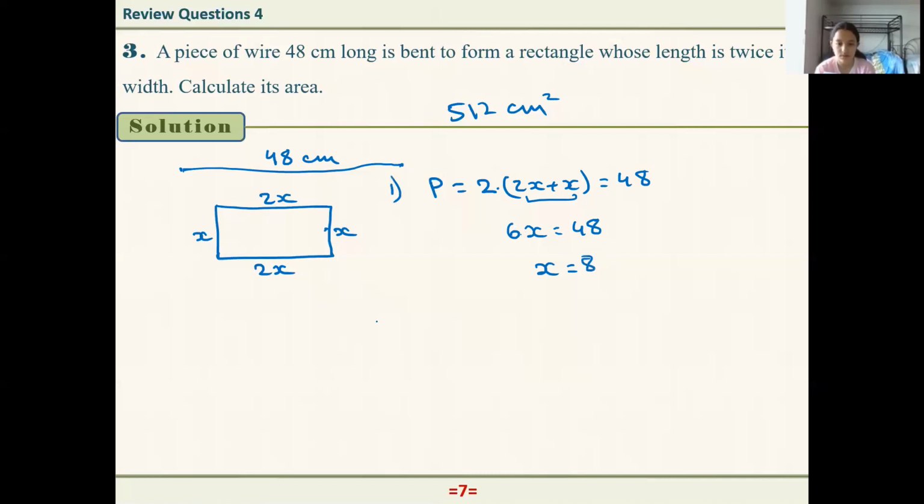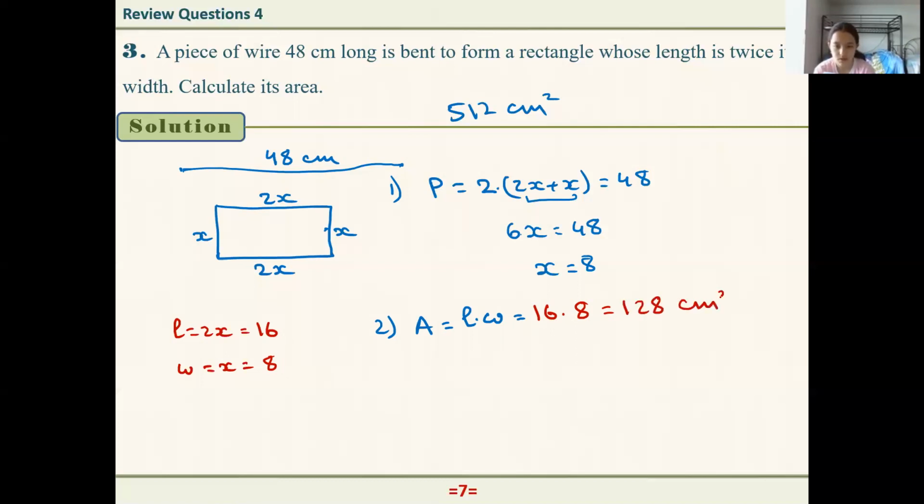Good. So now we need to find the area, right? What is area? Length times width. And what is the length? Since x is 8, the length is equal to 2x, that's equal to 16. Width is equal to x, that's equal to 8. So length equals 16, width equals 8. And what is it? 8 times 10, 80. 8 times 6, 48.